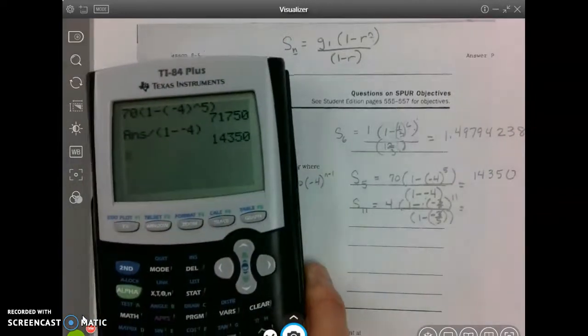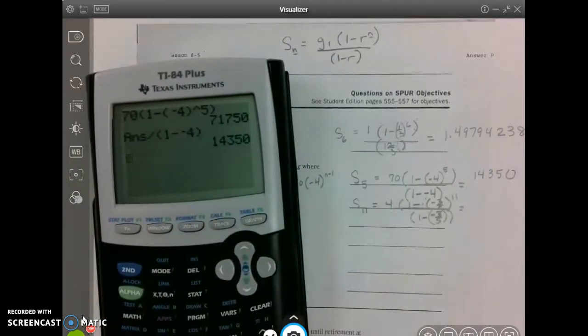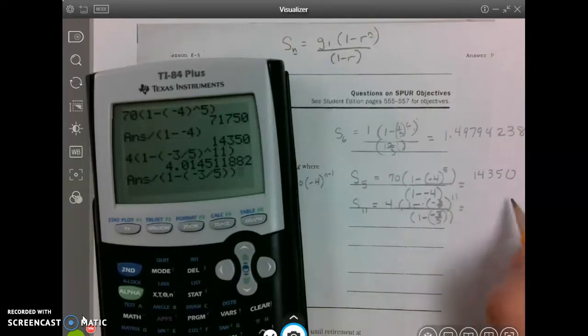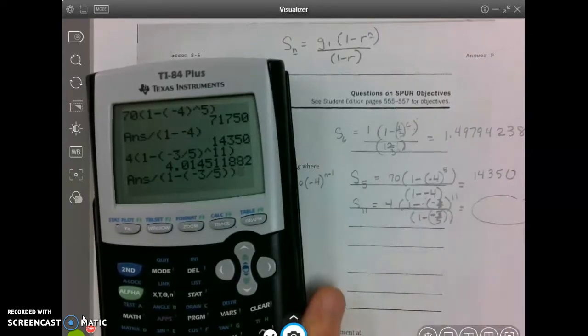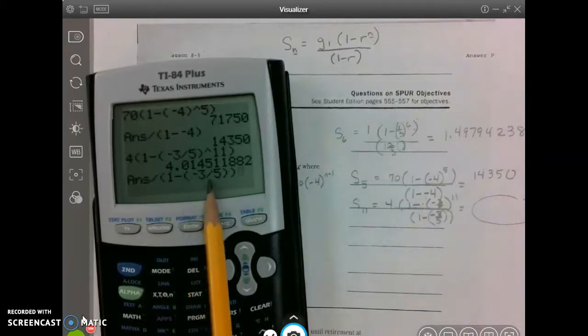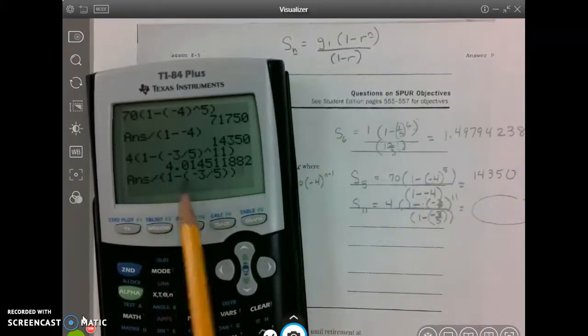So I'm going to use my calculator, 4, and then parentheses, 1 minus negative 3/5 raised to the 11th power. And then I'm going to divide by 1 minus, in parentheses, negative 3/5. And I'm going to let you guys put that in your calculator and get that answer. Make sure you protect the negative 3/5 with parentheses as well as the entire sum.